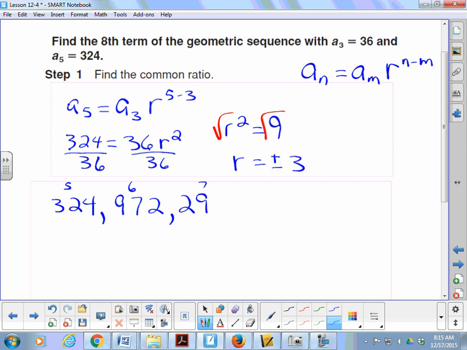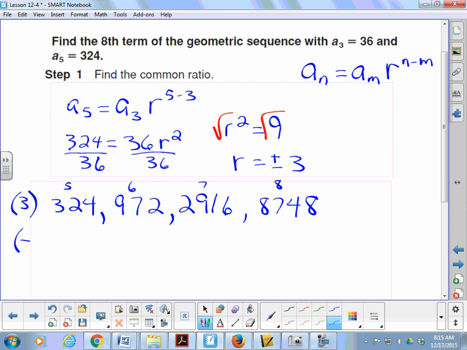2,916. Okay, 2,916. And then the eighth term would be what then? 8,748. Okay, 8,748. All right, positive number. Okay, now this is using 3.